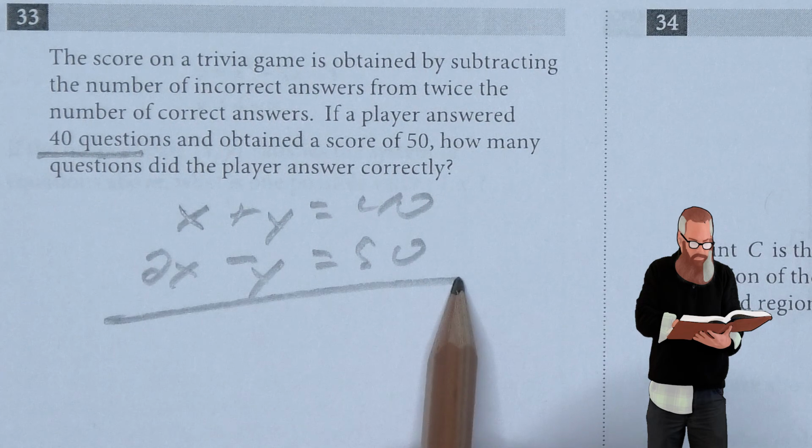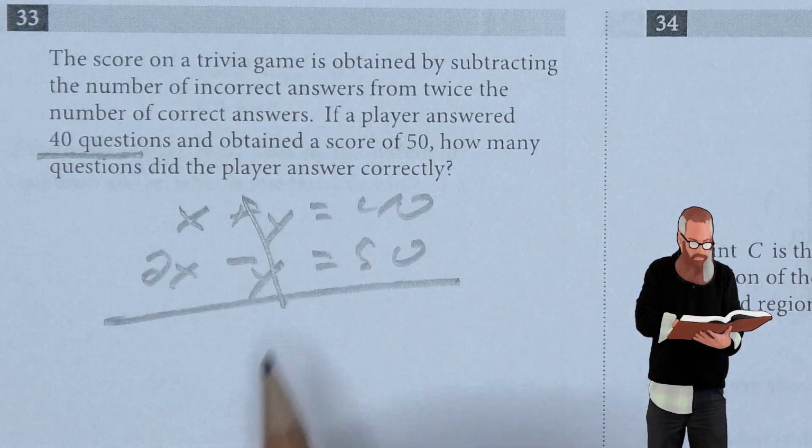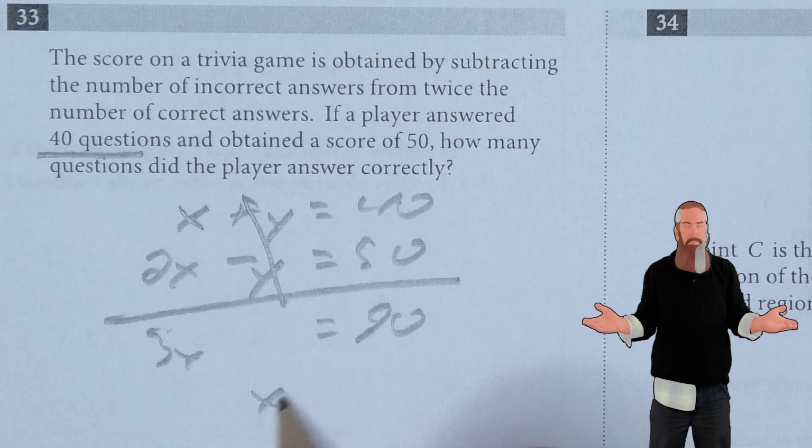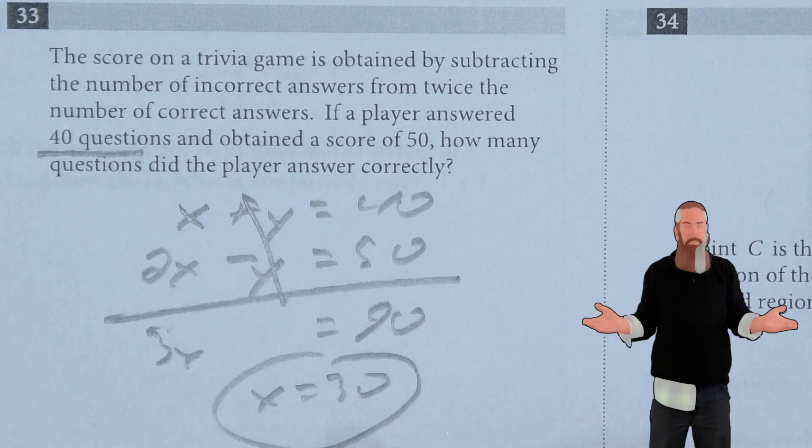So let's add both these equations together, where we can eliminate the y's, get 3x is equal to 90, or x is 30, and that's our answer.